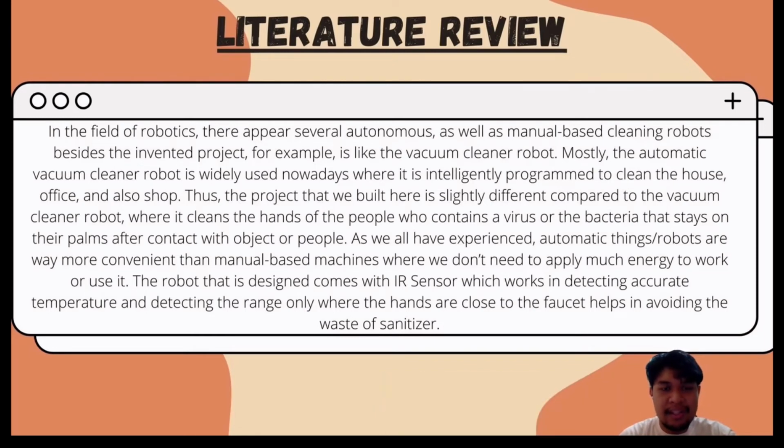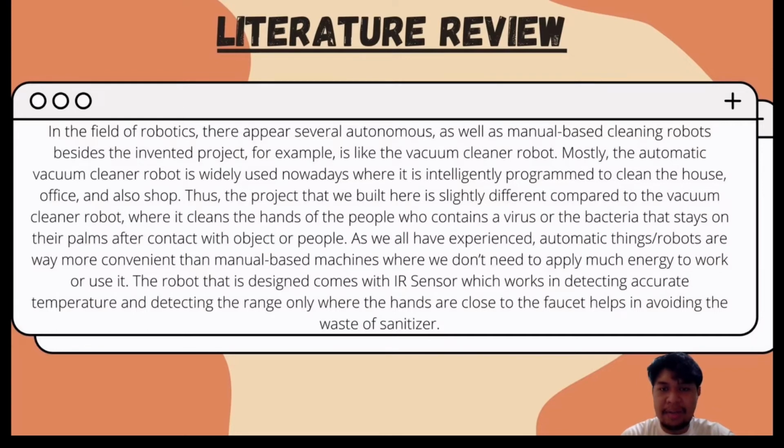So in the field of robotics, there appear several autonomous as well as manual-based cleaning robots besides our invented project. For example, the vacuum cleaner robot. Mostly, the automatic vacuum cleaner robot is widely used nowadays, where it is intelligently programmed to clean the house, office, and also shop. Thus, the project that we built here is slightly different compared to the vacuum cleaner robot, where it cleans the hands of people who have a virus or bacteria that stays on their palms after contact with an object or paper.